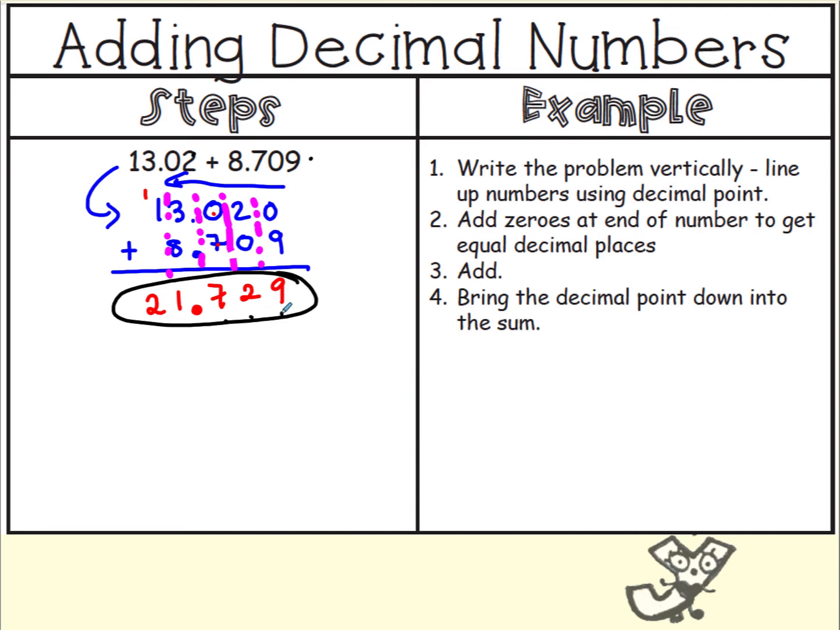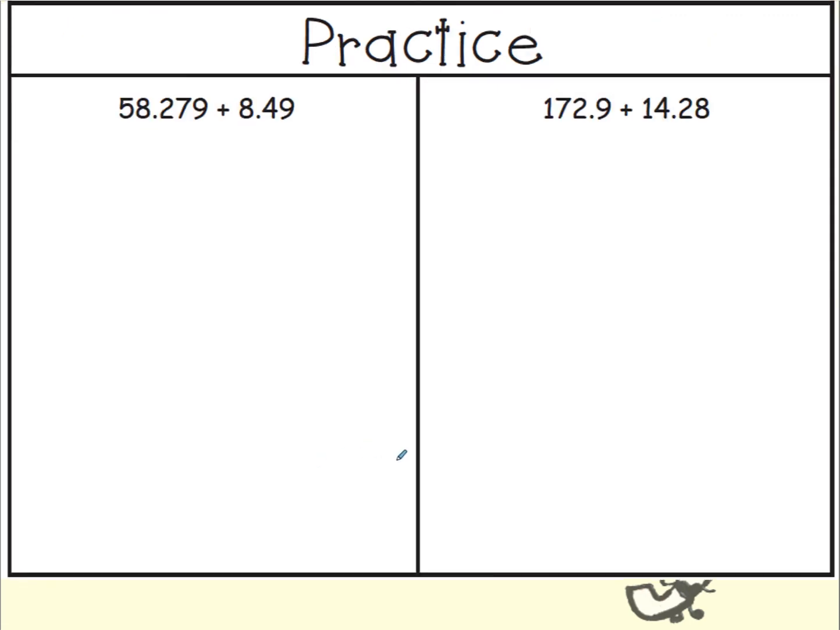Okay, so again, we wrote the problem vertically. We added zeros to get an equal number of decimal places. We added the digits from right to left, and then we brought the decimal point down into the sum. And I did it as I was working on the addition. Okay, so go ahead and pause the video a second and see if you can do these on your own, and then we'll check. Okay, so let's see how you did.